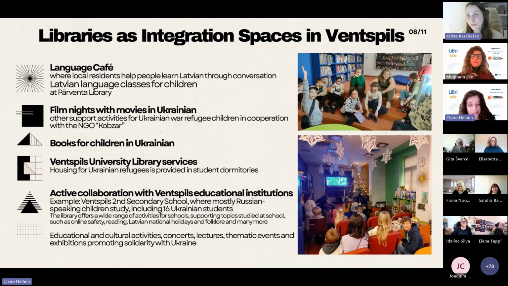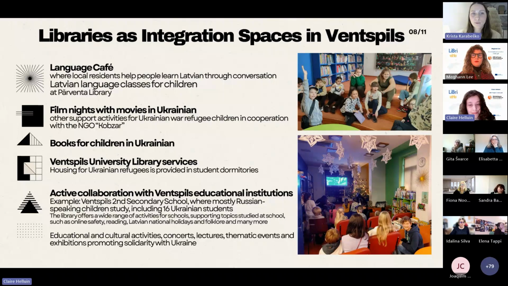So as I said before, we have 7 branches in Ventspils, and everybody does something for immigrants. For example, we have Pārventa Library, and they have this language cafe, which is really successful. The Latvian-speaking residents would come in and have conversations with people who don't speak Latvian that well. This is a really good and safe space to train your Latvian, because those are not teachers. And the same applies to children.